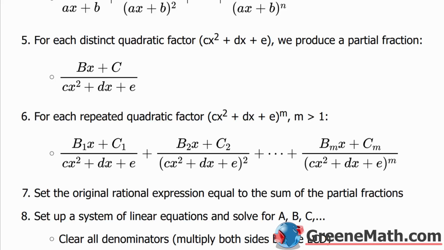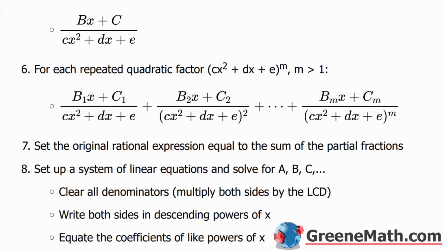So coming back, now you're going to do the same basic thing for each distinct, or again, different quadratic factor. Remember, this is an irreducible quadratic, so cx squared plus dx plus e. We're going to produce a partial fraction. So now it's bx plus c over cx squared plus dx plus e. Then for each repeated quadratic factor, again, cx squared plus dx plus e to the power of m, where m is greater than 1, you have to follow this pattern here.